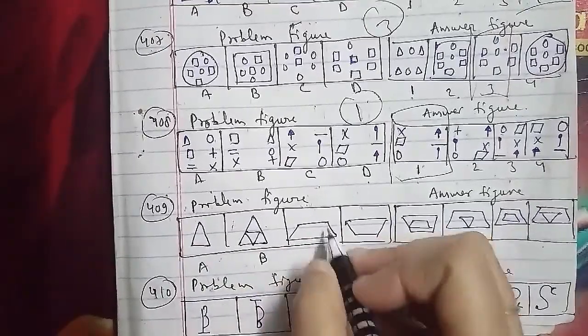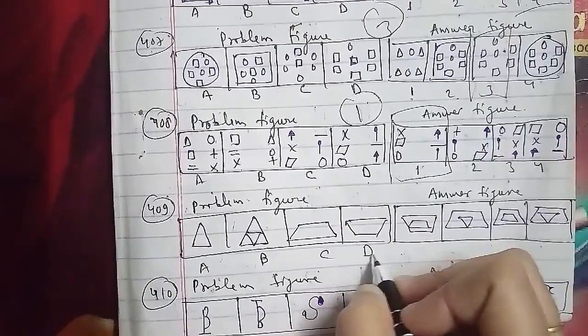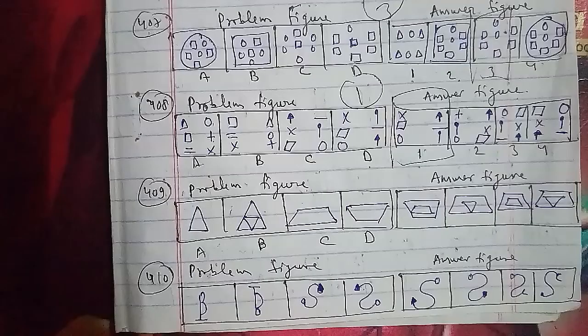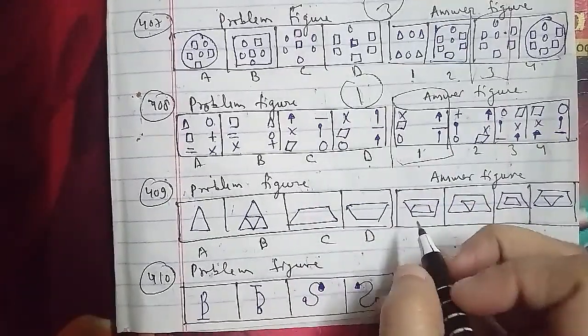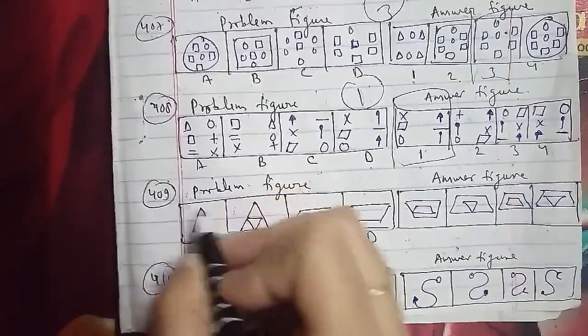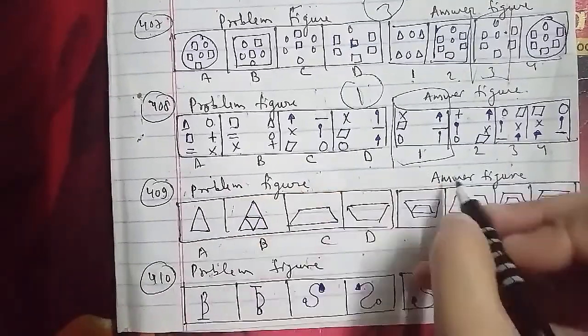In the same case, the outer figure in B is identical to A, and the inner figure in B is obtained by reducing the figure A in size and then inverting it. So we can say that the third figure will be the right answer for this question as well.